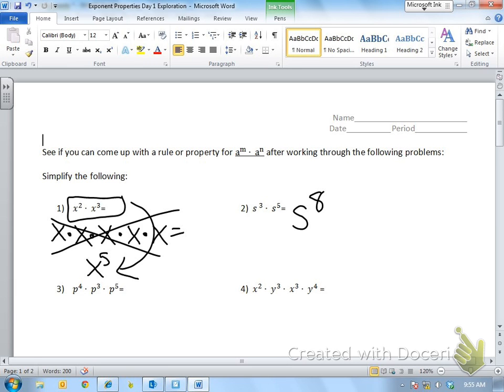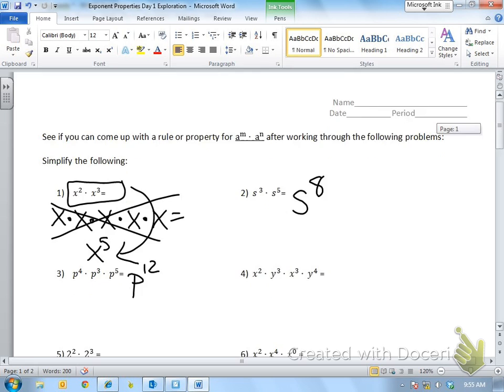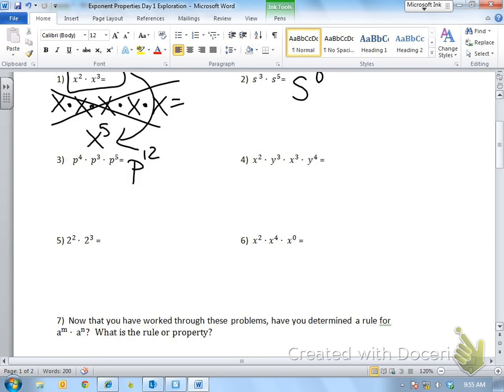Number 3, what would we get? 12. What's different about number 4? You have to add the x's together and then the y's together.